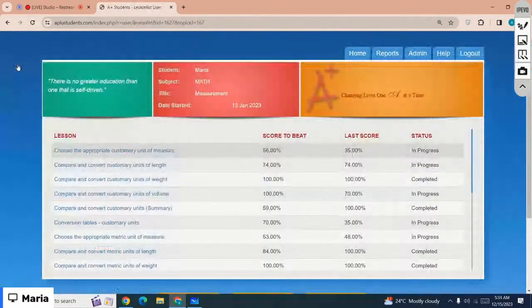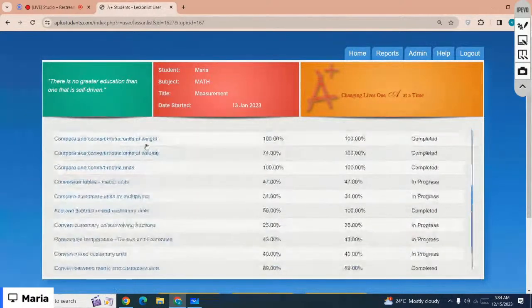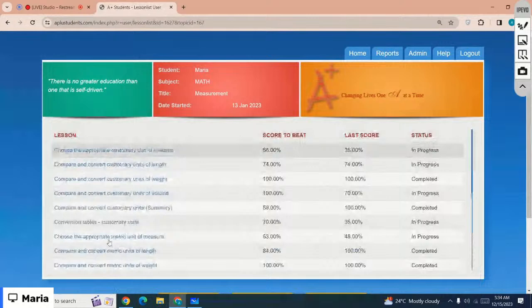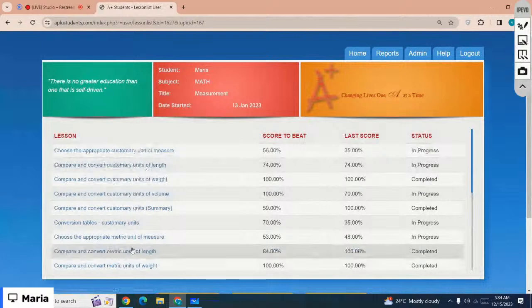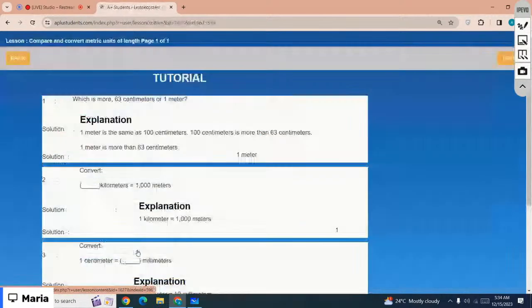That is compare and convert metric units of length. Again, the same lessons. Here you can compare and convert metric units of length. Again, you have the same lesson. Okay, let's just start with the test question.